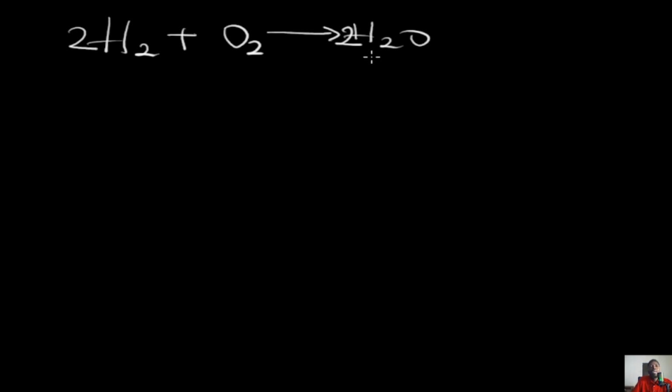Now, having balanced this, the next thing we need to do is to identify the expected substance. Water is what they asked us to find, so we are going to put this as expected. Then we are given the mass of hydrogen. The mass of hydrogen was given, which means this is going to be the given. How do you solve this question? Very simple. Relate the given to expected.